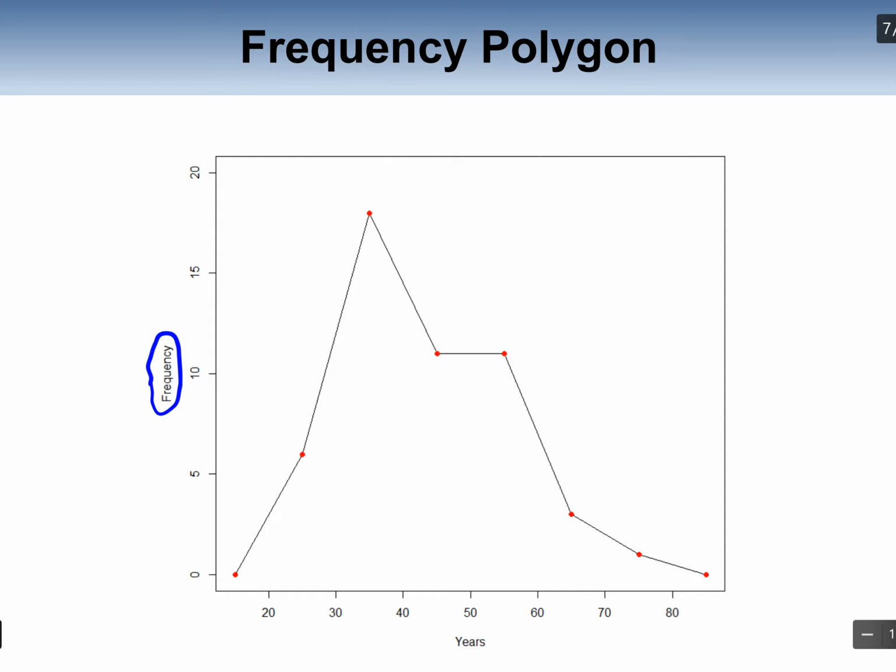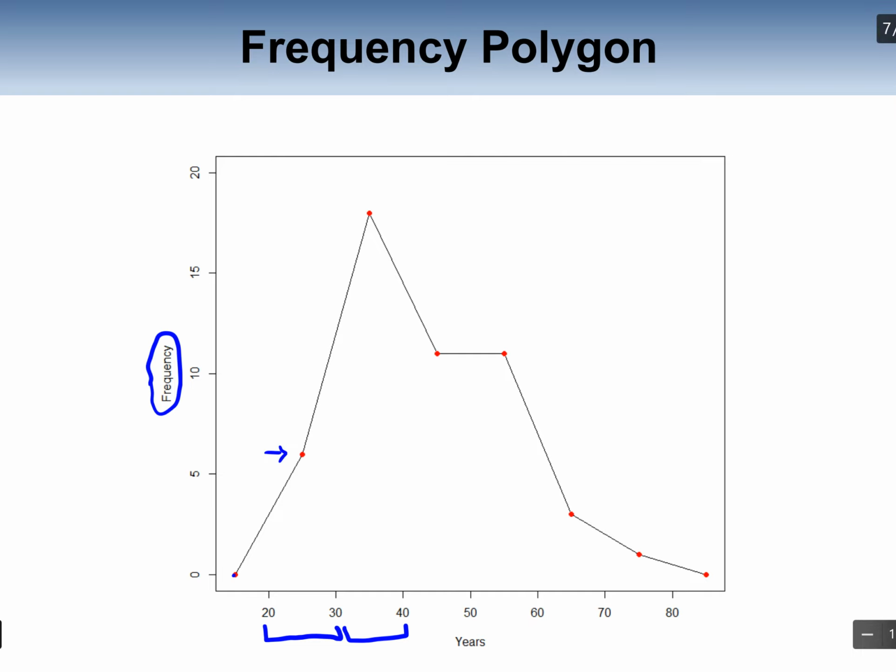That's how often those observations occurred for each class. So again, we have class 20 to under 30, 30 to under 40, and so on. I started at 0 just to make the plot look nice. This corresponds to our frequency column that we have in our table. And this is the value 6.